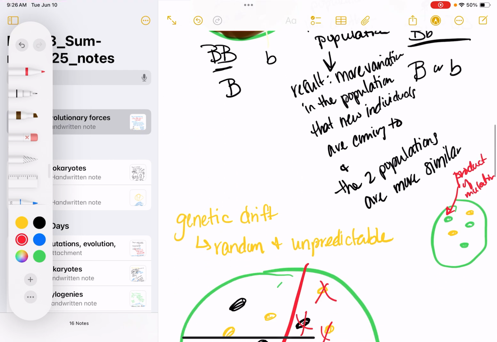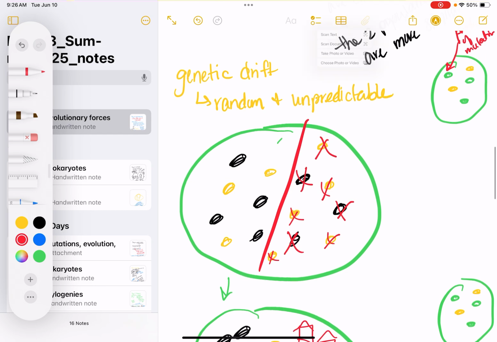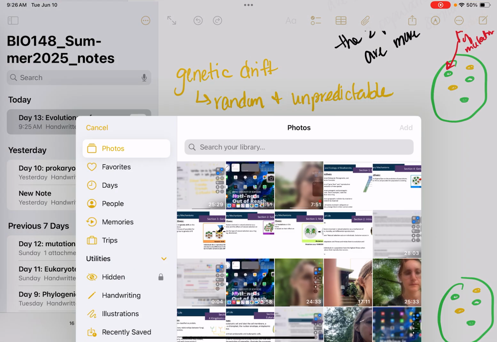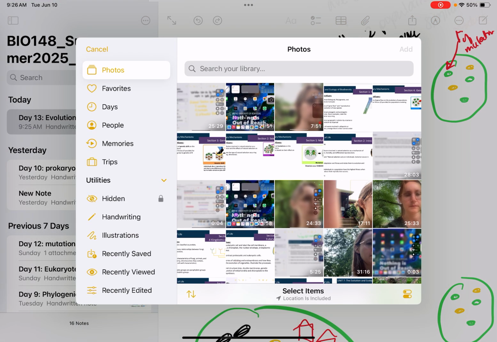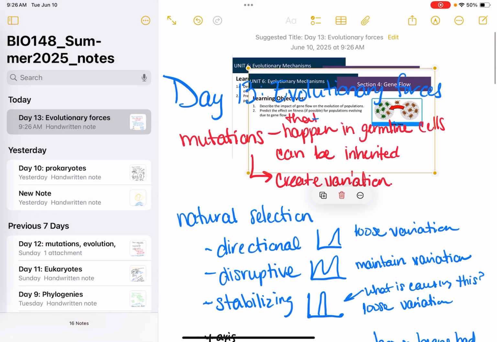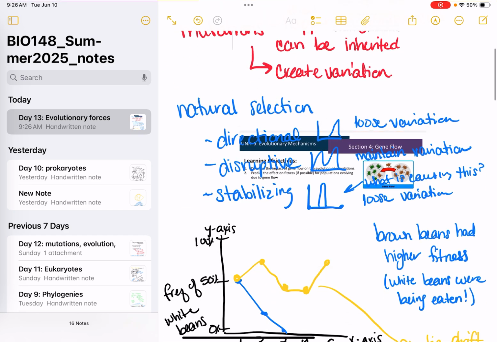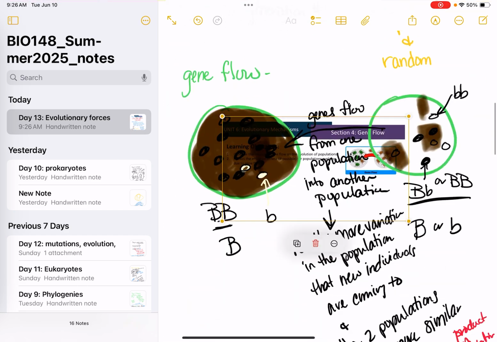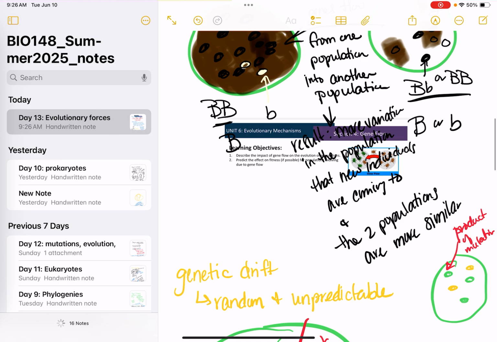All right, so let's grab our learning objectives for today. I feel like these ones are actually kind of vague. I don't completely love them. Okay, let's add them anyway. Talk about gene flow and about genetic drift.